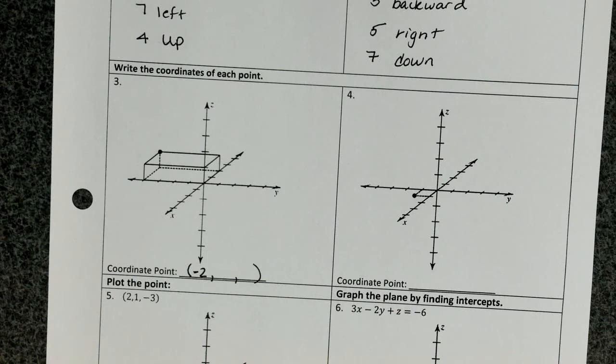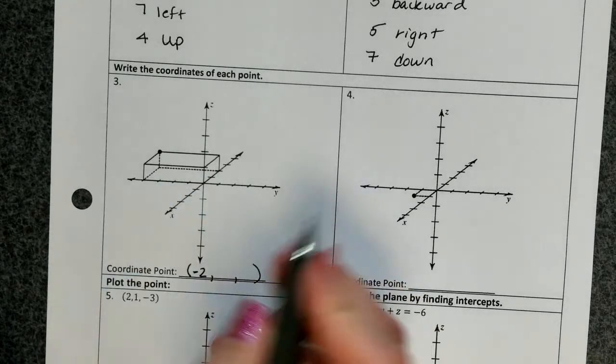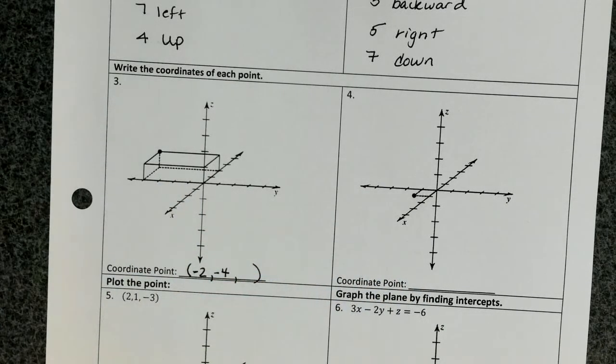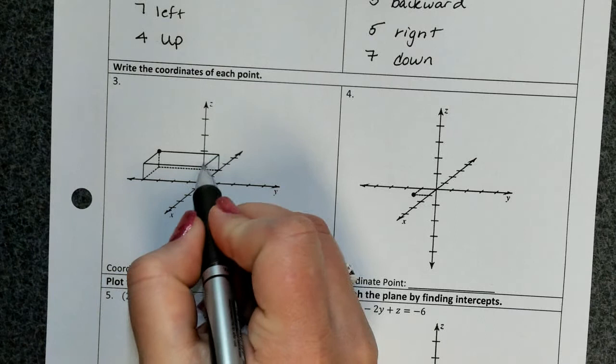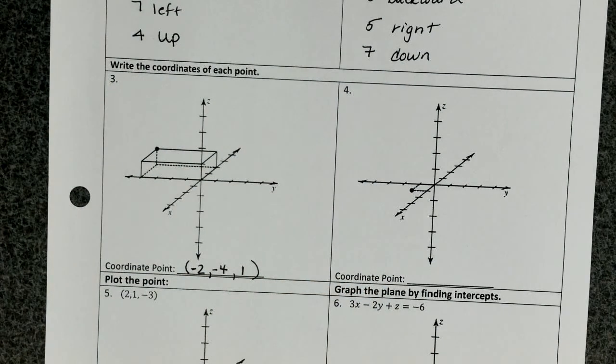Very good. Okay, and then how about the left to right move? -4. Yep, we're going to go 1, 2, 3, 4 to the left, so -4. And 1 up. And the height of the box is at that 1, so up 1 is +1. Very good.